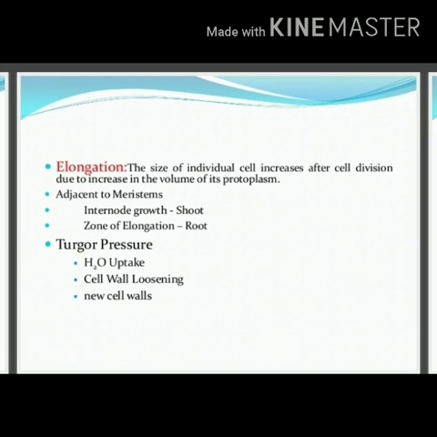The next phase is phase of elongation. The size of individual cell increases after cell division due to increase in the volume of its protoplasm by absorption of water. Here, the cells increase both lengthwise and breadthwise. The growth rate in this phase occurs at an accelerated rate.